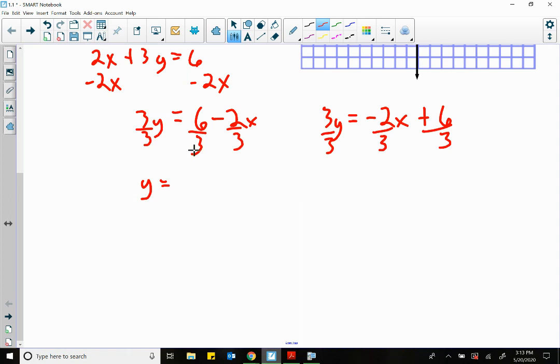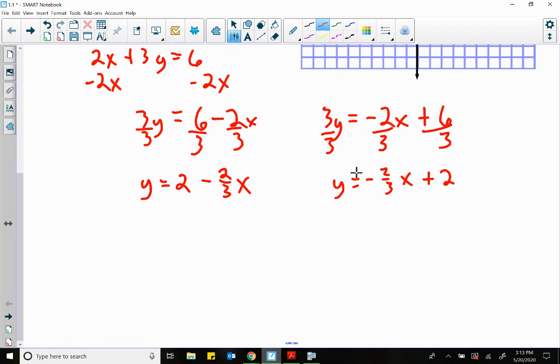So we know that 6 over 3 is 2. And then if you go to your calculator and put 2 over 3, you're going to see that that does not reduce. And you end up with that as one possible equation. So you can write it like this. Or, again, as I said, this is the way that I would write it. You'd have negative 2/3 x plus 2.